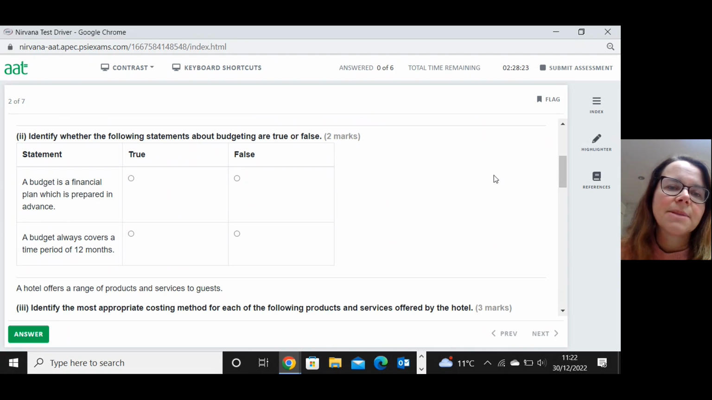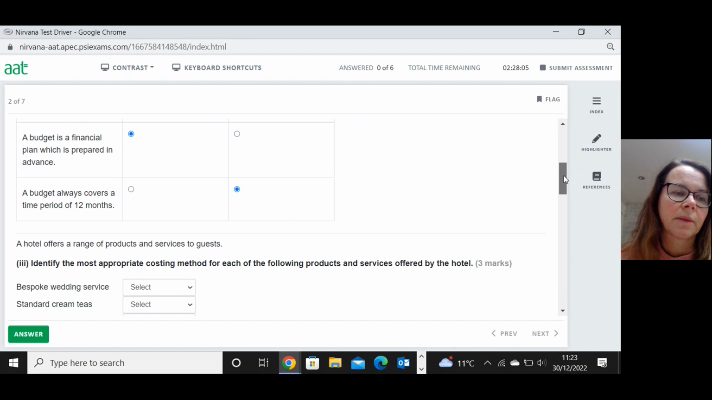Identify whether the following statements about budgeting are true or false. A budget is a financial plan which is prepared in advance. Yeah. A budget always covers 12 months. No, it can cover any period of time that you wish.